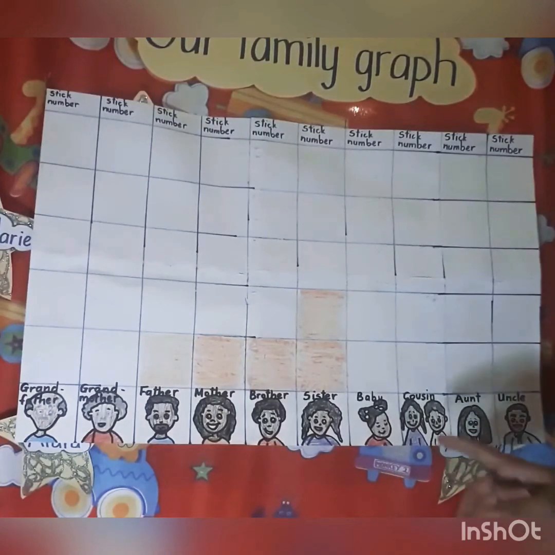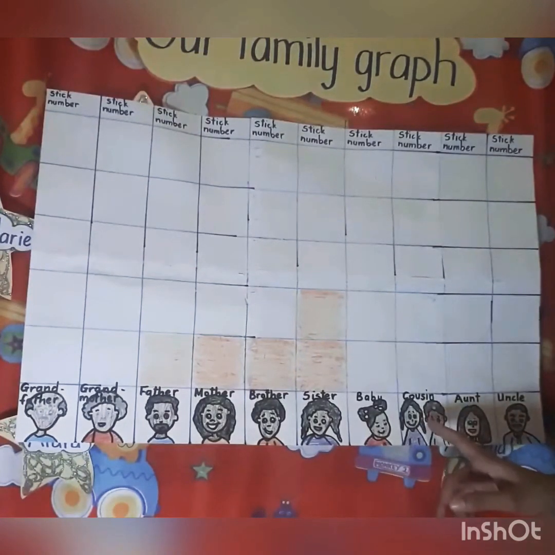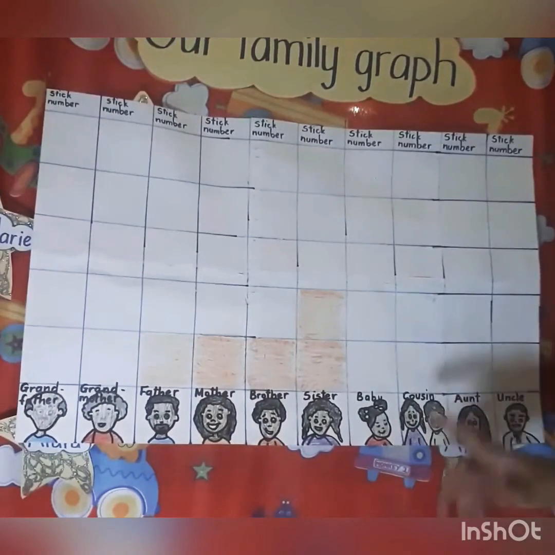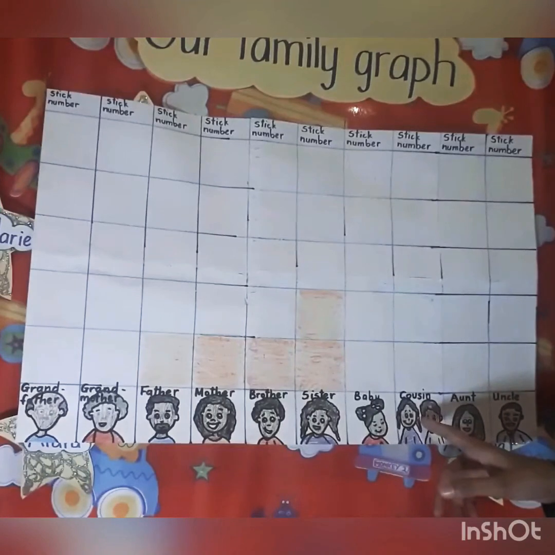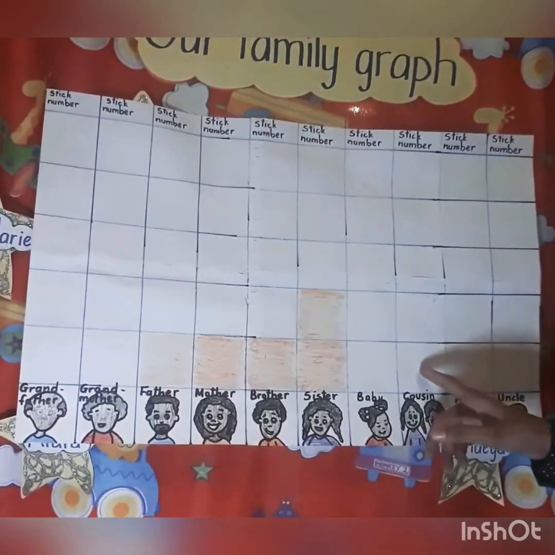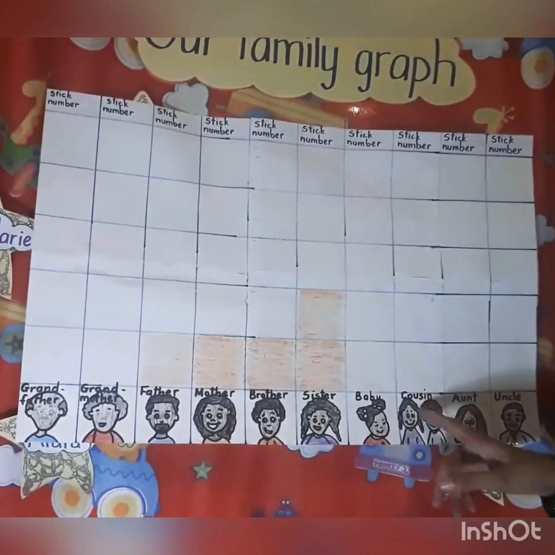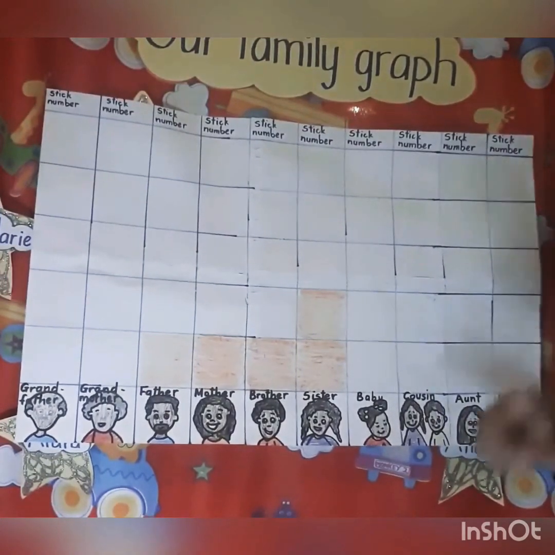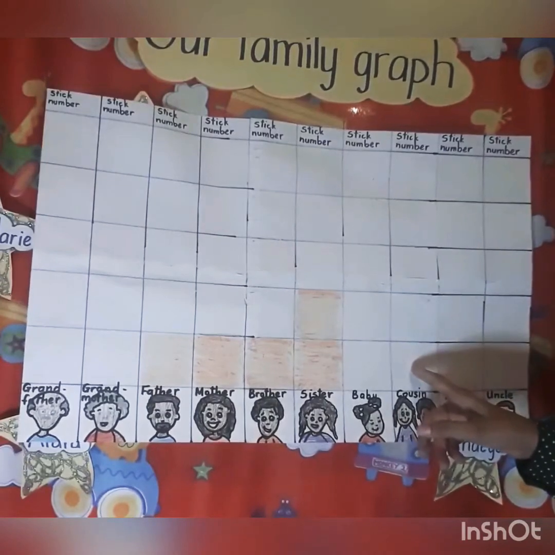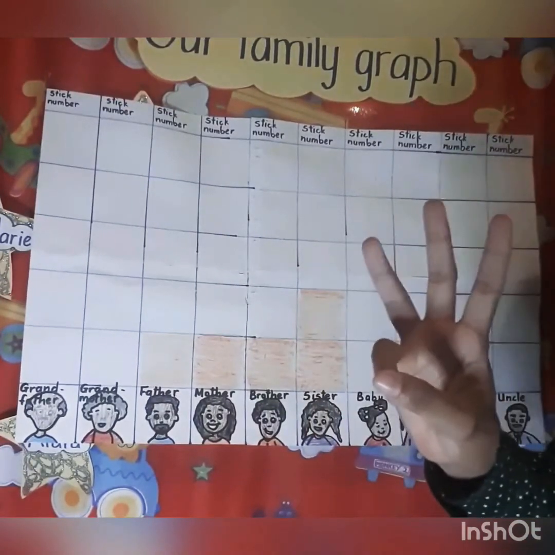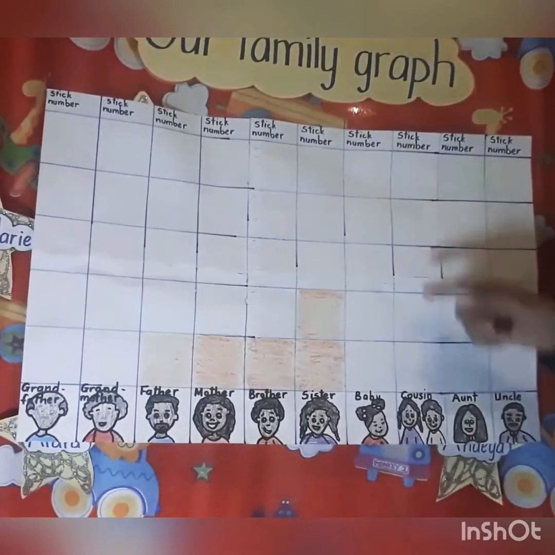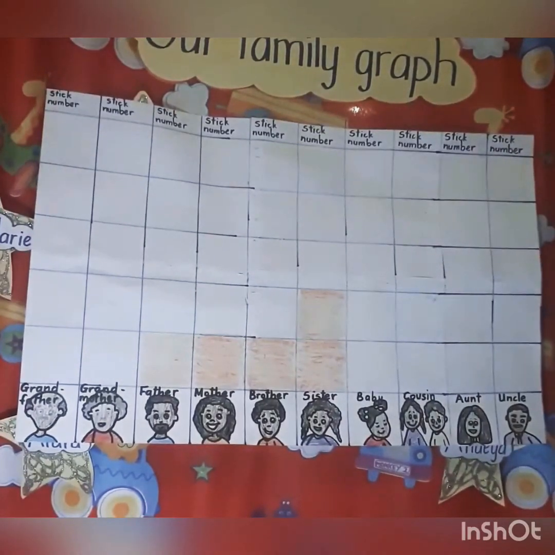Very good. Let's look at the picture here. Who are you seeing in this picture? Cousins. So, if your cousins live in the same household as you, you're going to color a square above cousin. So, if you have 2 cousins, you can color 2 squares. If you have 1 cousin, you're going to color 1 of the squares. If you have 3 cousins, how many squares are you going to color? 3. 1, 2, 3. Alright, so I'm going to give you some time again.